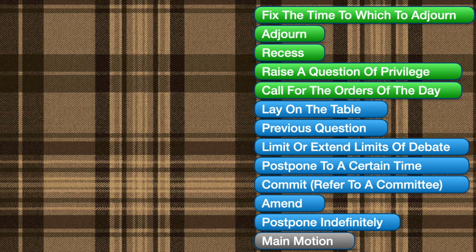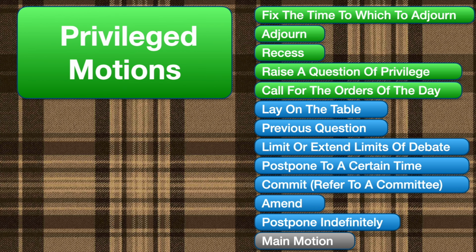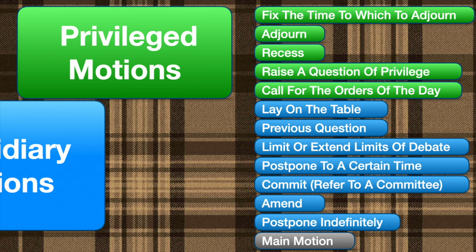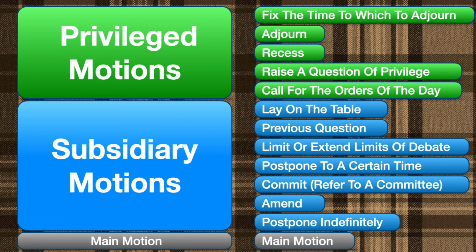The ranking motions fall into 3 categories. The highest ranking motions are called privileged motions. The next 7 motions on the list are called subsidiary motions. And at the bottom, the main motion is simply called the main motion. So to understand the rank of motions, let's take a look at it in action.